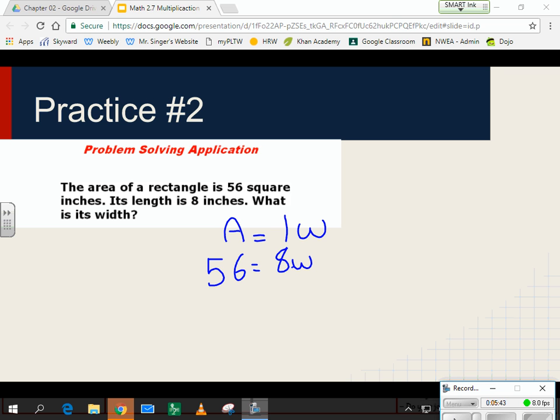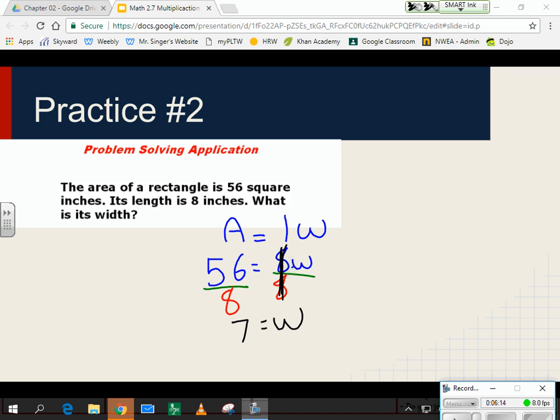So what do we have to do? We have to do the inverse of multiplying, which is dividing, and we have to do it to both sides. To get W alone, that means we have to divide by 8. And what you do to one side, you do to the other. So once we do that, we can see that we've canceled out the 8's here, and we're just left with W, which stands for width. And 8 times what gives you 56? That would be 7.